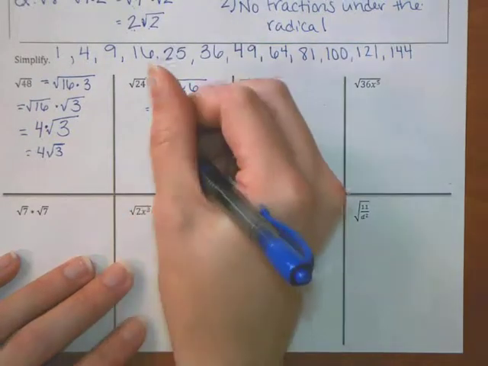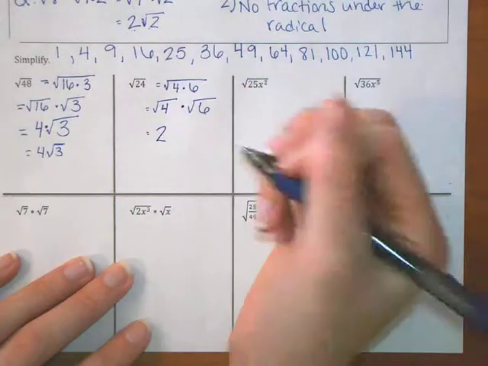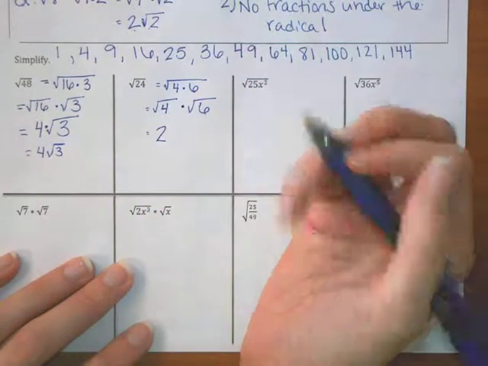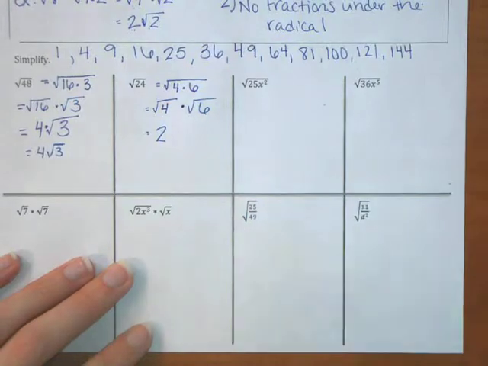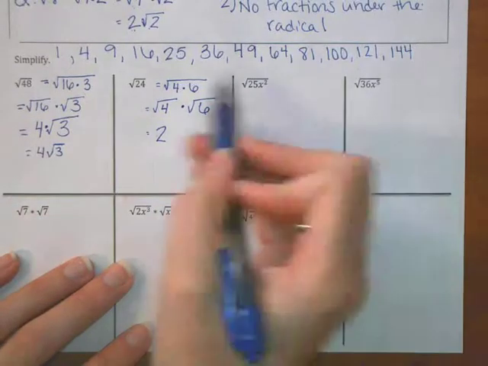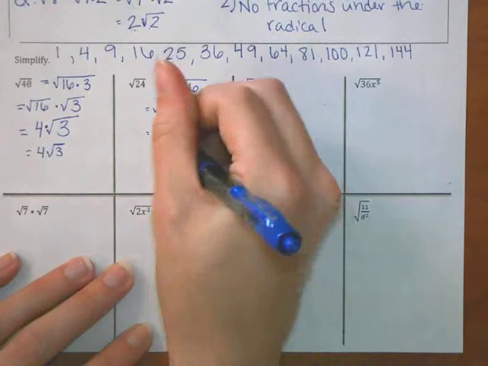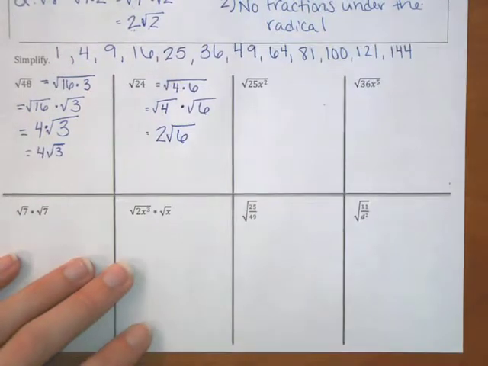So what is the square root of 4? 2. And what is the square root of 6? It's not a perfect square. What is 3 times 3? 9. So 6 is not a perfect square. It is not on my list. So this is 2 times the square root of 6. And we're done.